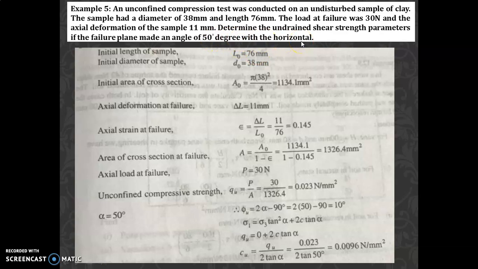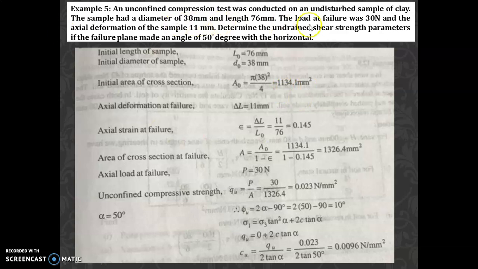Now it is asked to calculate the shear strength parameters, that is Cu and phi u, because this is an unconfined compression test. What is given here? The initial length is 76 mm, that is L naught. The initial diameter D naught is 38 mm. First find the initial area, which is equal to pi D naught square divided by 4, that is pi times 38 square divided by 4, equal to 1134.1 mm square. This is the initial area of the cross section.